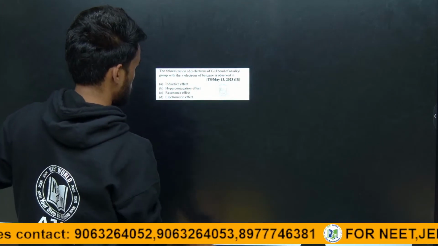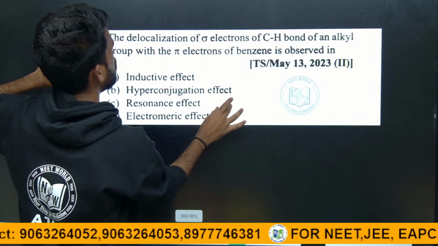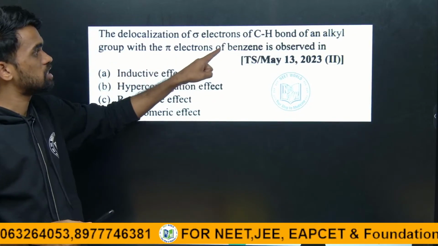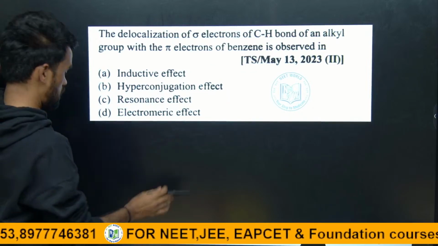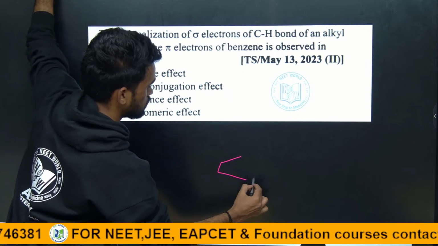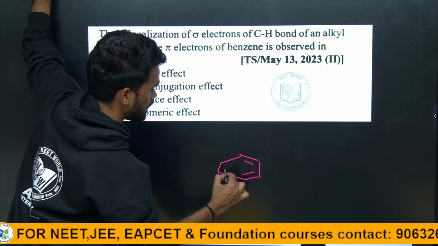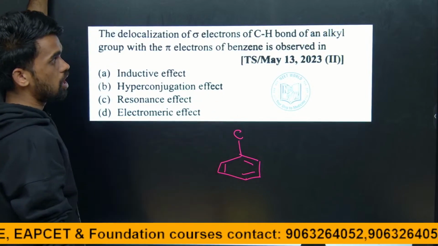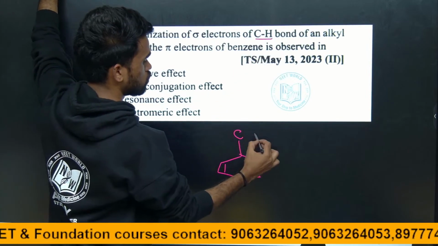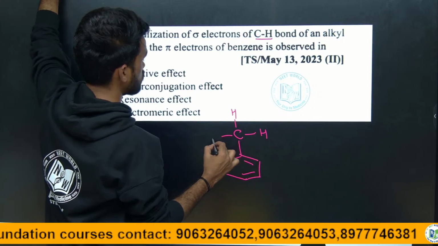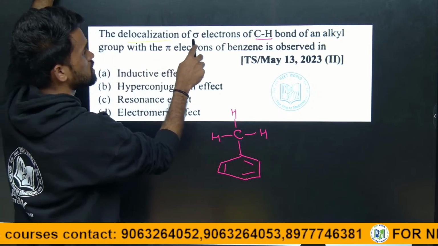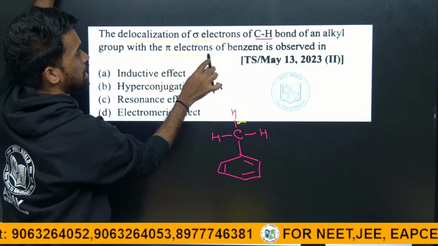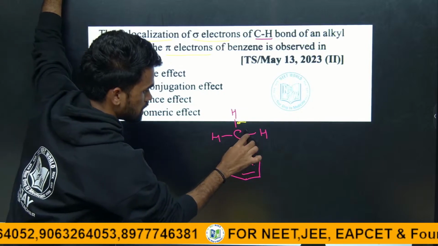Next, the delocalization of sigma electrons into the CH bond of an alkyl group with pi electrons of benzene. So what he is saying is delocalization of sigma electrons with the pi electrons of benzene. These are the pi electrons of benzene, and to this carbon is attached. On this carbon, let us say CH bonds are there like this. These are the sigma CH bonds of an alkyl group with the pi electrons of benzene. So these are the sigma electrons now.